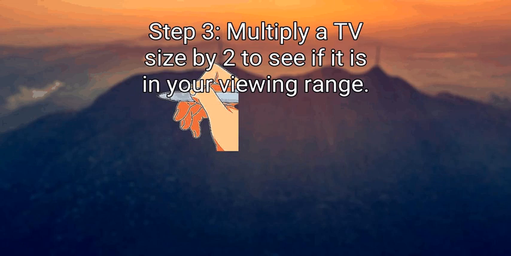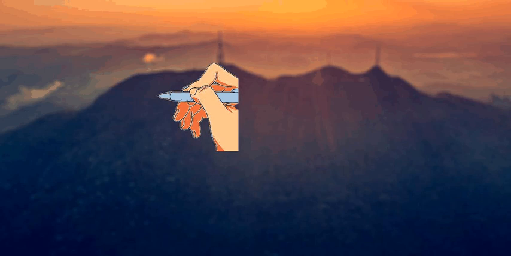Next, multiply a TV size by 2 to see if it is in your viewing range. Pick the TV size you want, do a simple calculation, then compare it to your room setup. Use this result to settle upon the right TV size for your room. This estimate isn't perfect, so it can change depending on factors like your room layout and budget. Switch to the next closest size if you need to in order to improve your viewing experience.